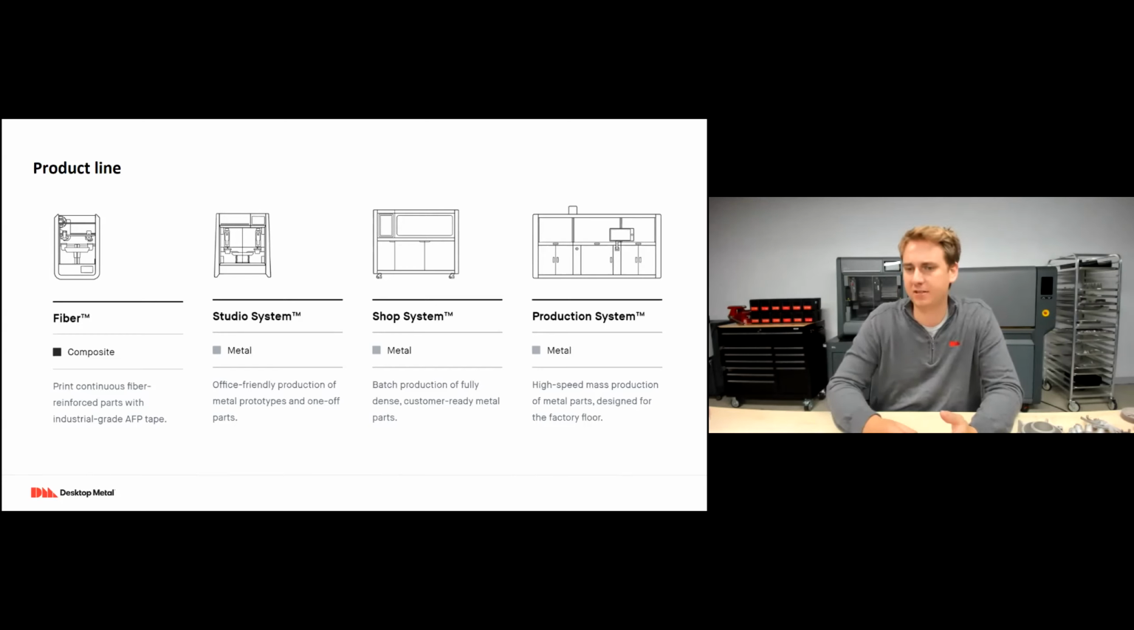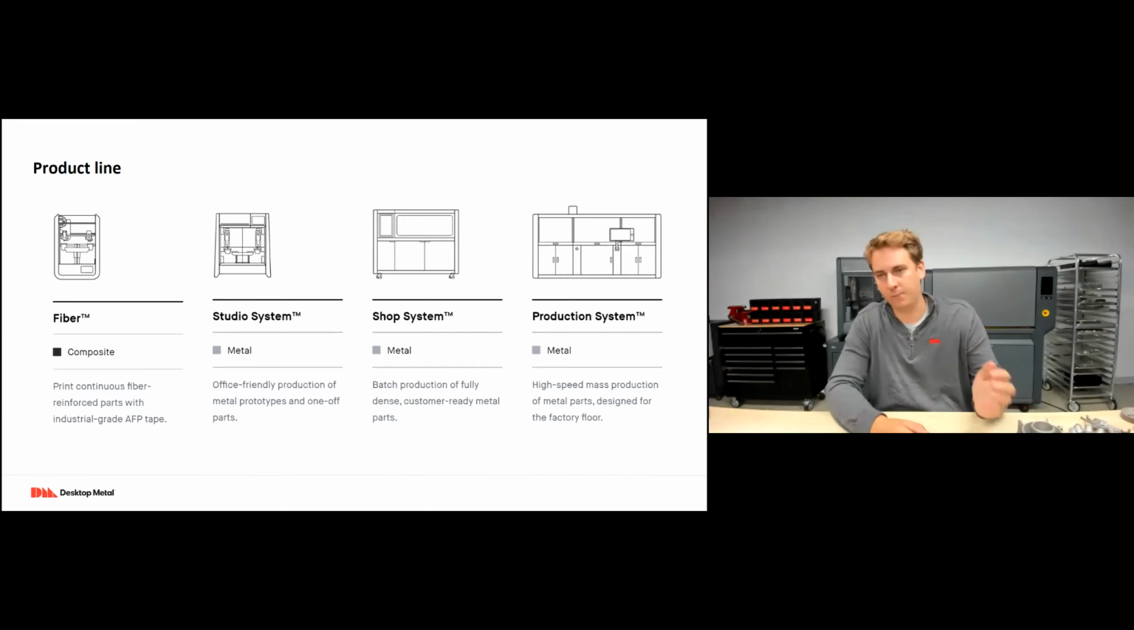We then have the Shop System. That's our binder jetting machine. It allows you to produce hundreds or thousands of parts per day or per week, letting you scale up volume. When you want to go from maybe 10 or 15 parts per week up to hundreds or thousands of parts per week, you can move to the Shop System and really crank up that volume.